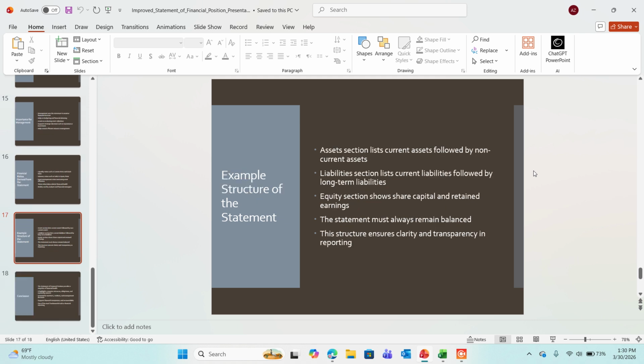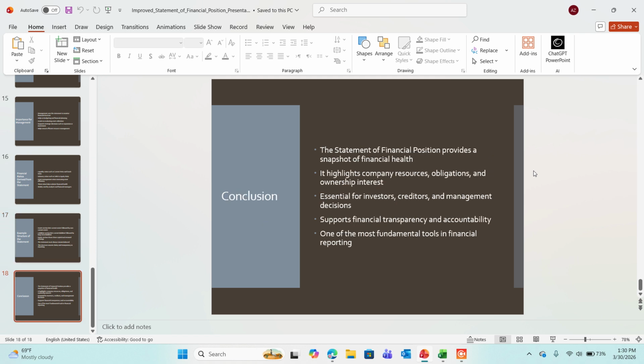Example structure of the statement. The statement is structured in a clear and logical format: asset section, liability section, equity section. Assets are usually listed in order of liquidity. The total of assets must always equal liabilities plus equity. This structure ensures consistency and transparency.